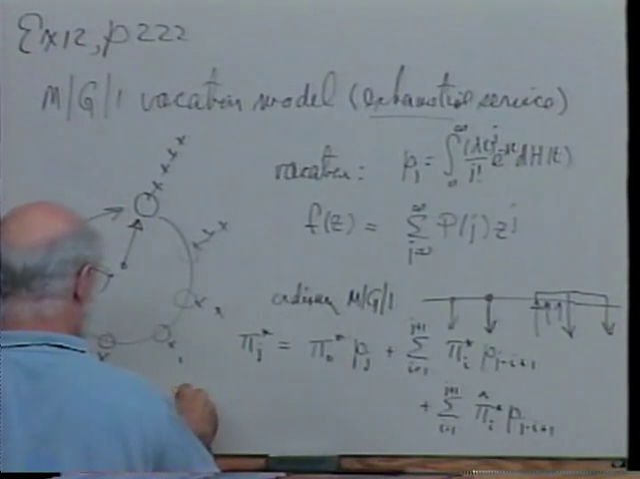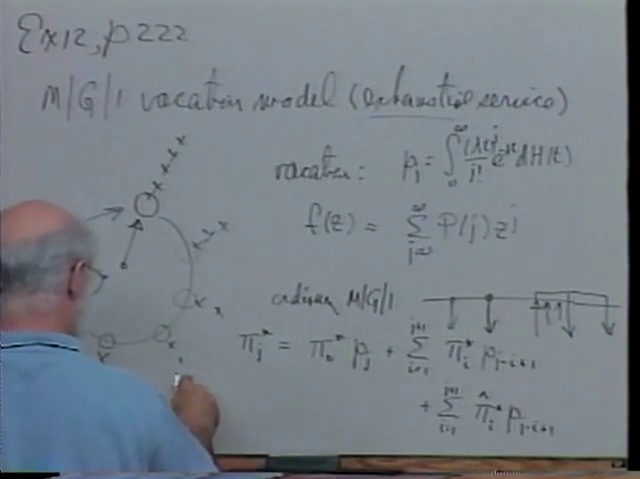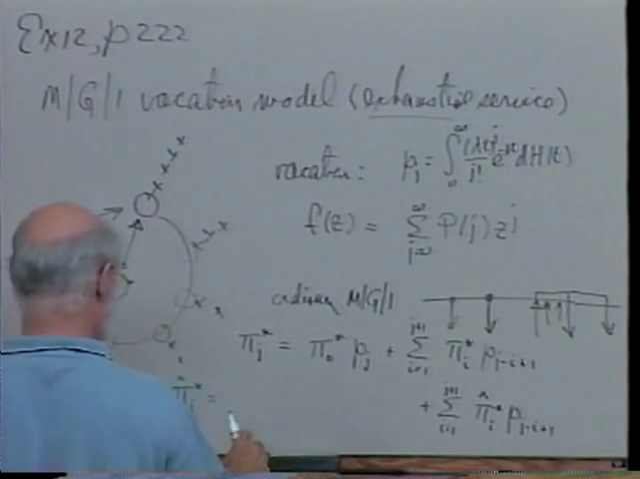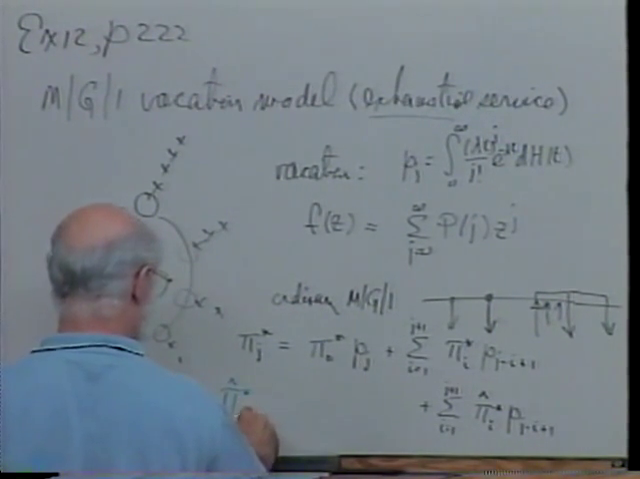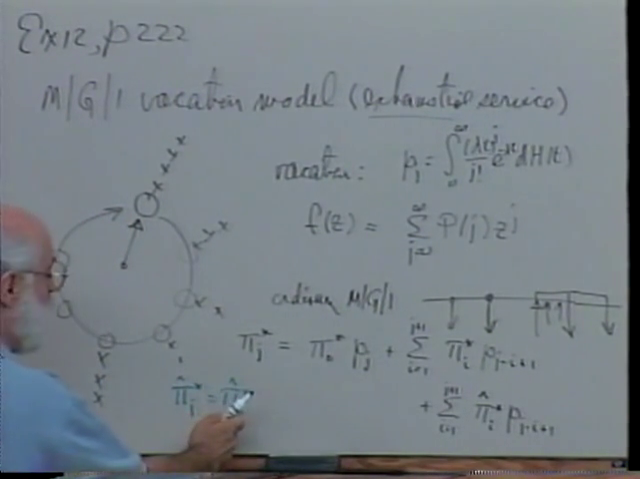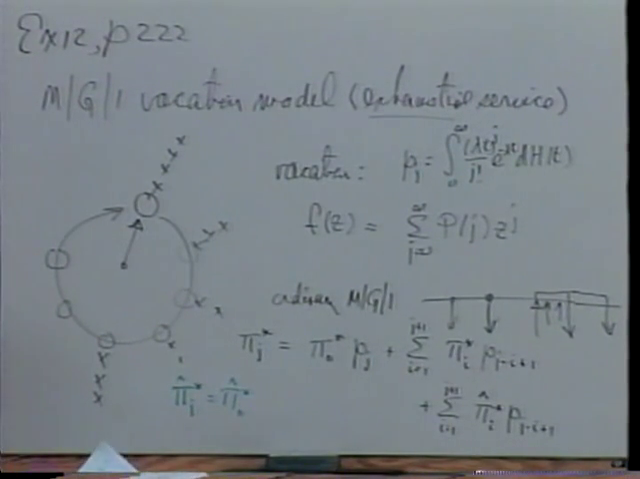All right, so here is my pi hat star j. Now, pi hat star 0 is the probability that the last customer left the system empty, left the server idle, and so the server goes on vacation, exhaustive service.